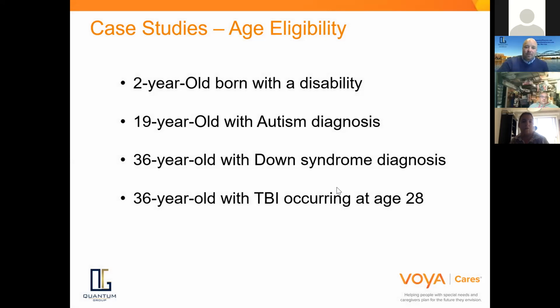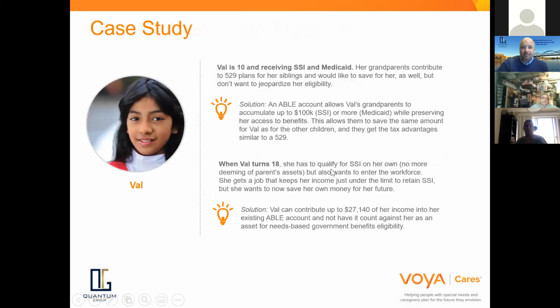So a 36-year-old who had a traumatic brain injury at age 28 would be older. That diagnosis would be after age 26, and therefore the 36-year-old would not be eligible age-wise for an ABLE account, if that makes sense. So that's basically just an age eligibility question.